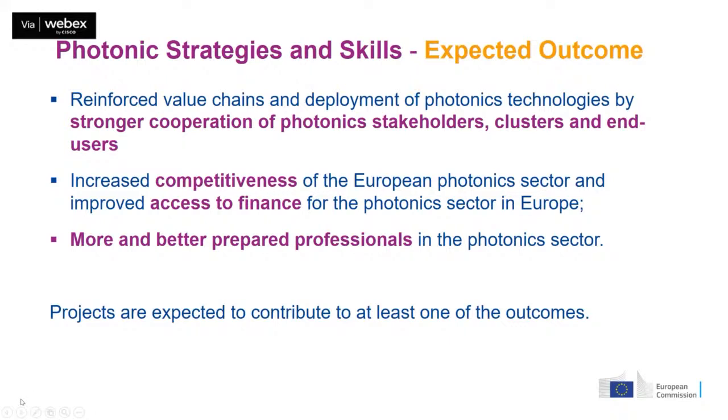So one topic deals with strategy development. Here we would like the CSA to help photonic stakeholders cooperate with clusters and also with end users to reinforce the value chains and to help the deployment of photonics technologies. An important task of the CSA will be to develop, with the stakeholders, a research and innovation roadmap. By this, it should help to increase the competitiveness of the industrial players in the photonic sectors in Europe, and also help to improve access to finance for industrial players. The second type deals with skills, with better equipping young professionals with skills. We see more on this on the next slide.